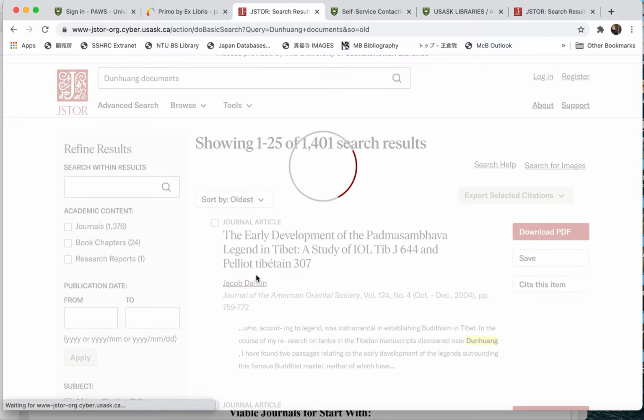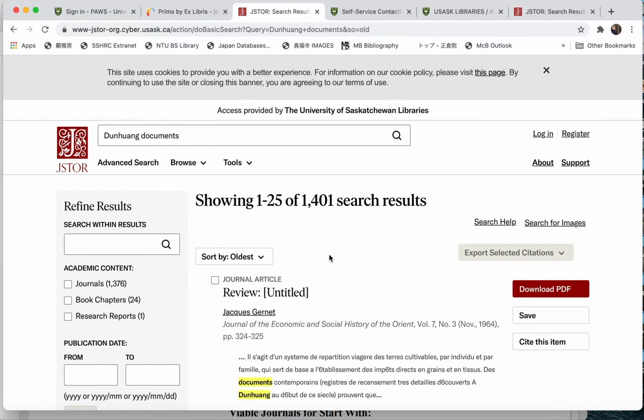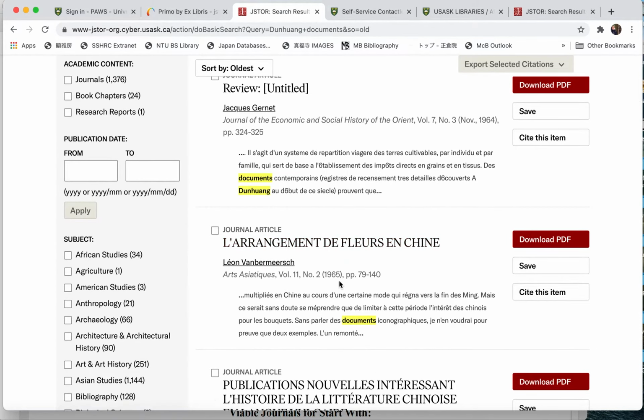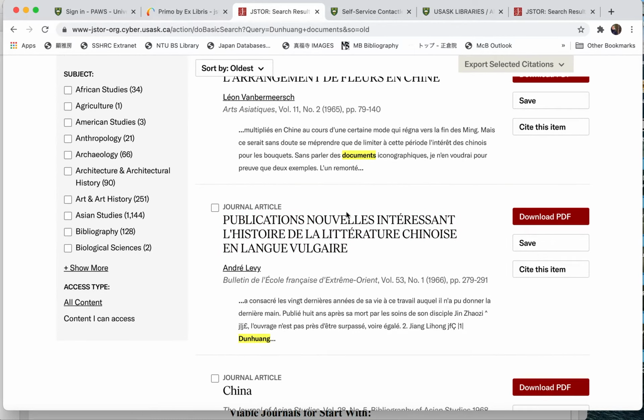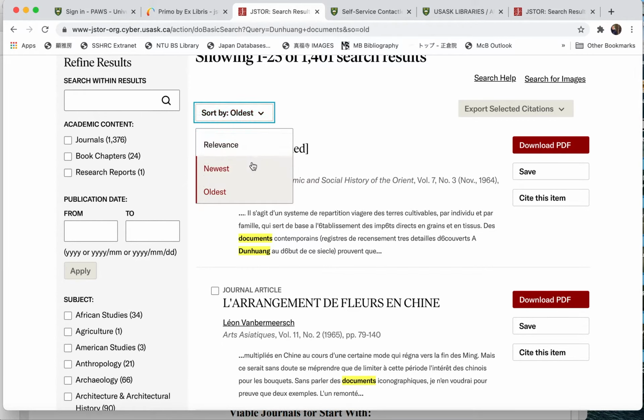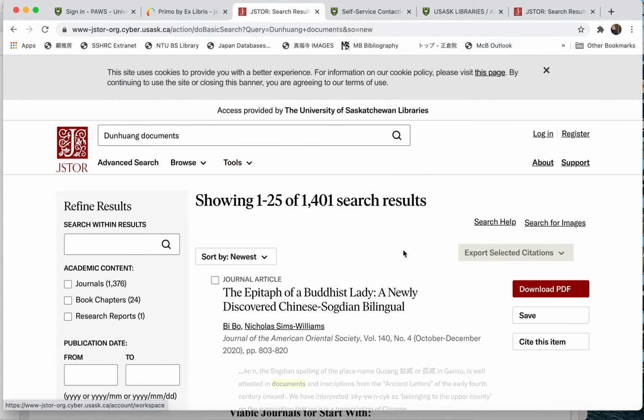Now, the key issue here is we're going to notice that you can sort your results by relevance, by newest or oldest. Now, oldest could be interesting because you might find that Jacques Gernet wrote something back in 1964. And of course, this is in French. So if you know French, this is great, and he's an exceptional scholar. There's nothing wrong with using older sources from 1965 or even 1900. But the key issue here is there needs to be a reason to do that. You can also search by newest, which may be relevant, but it also might not be.